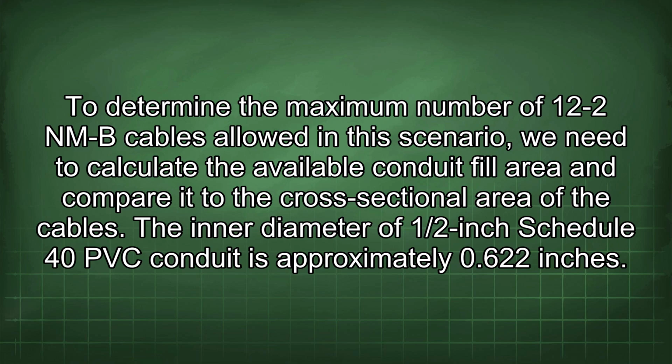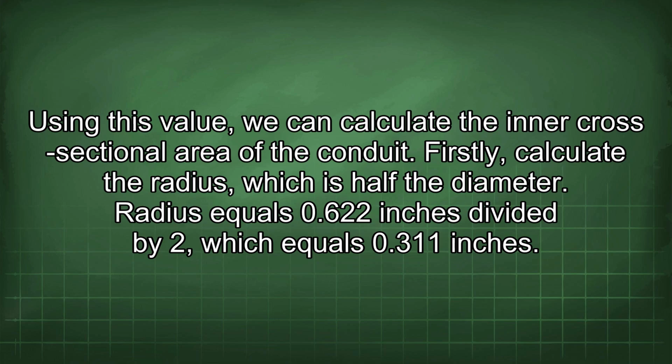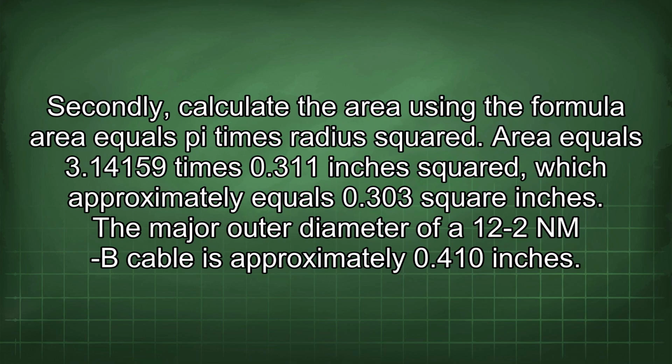The inner diameter of 1/2-inch Schedule 40 PVC conduit is approximately 0.622 inches. Using this value, we can calculate the inner cross-sectional area of the conduit. Firstly, calculate the radius, which is half the diameter. Radius equals 0.622 inches divided by 2, which equals 0.311 inches. Secondly, calculate the area using the formula area equals pi times radius squared. Area equals 3.14159 times 0.311 inches squared, which approximately equals 0.303 square inches.